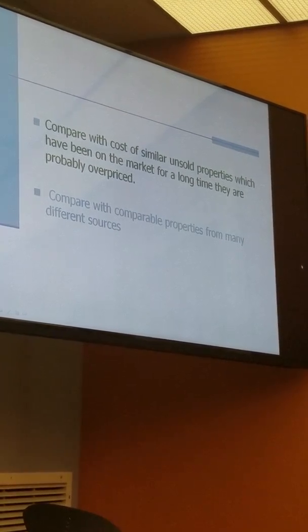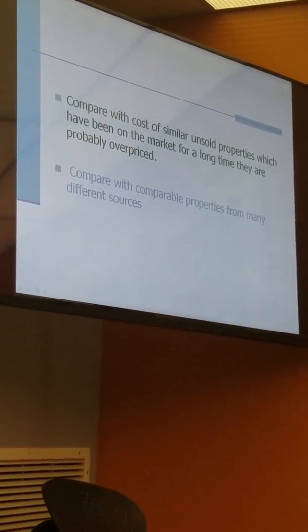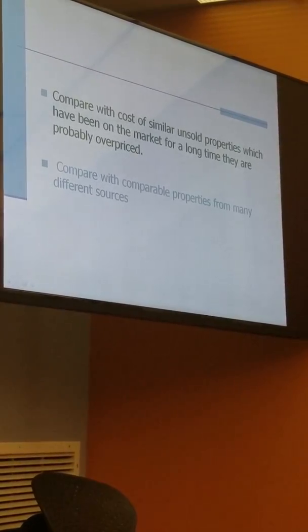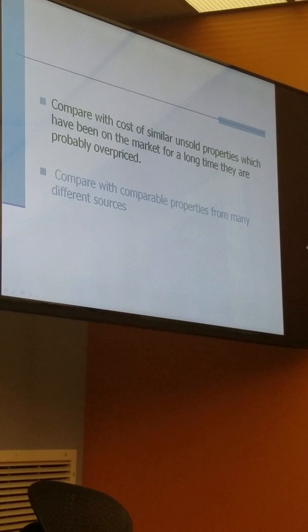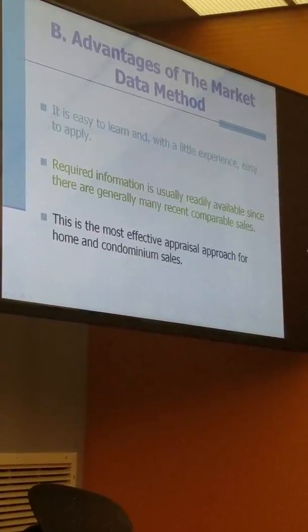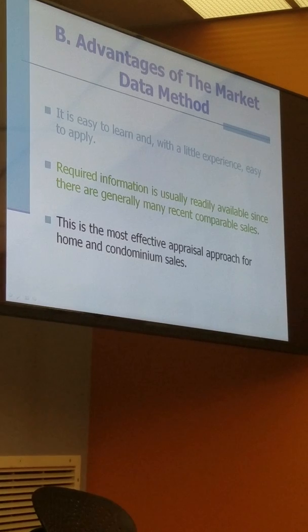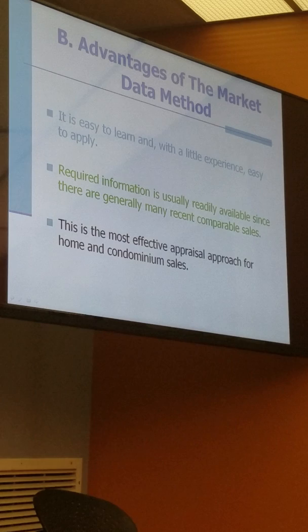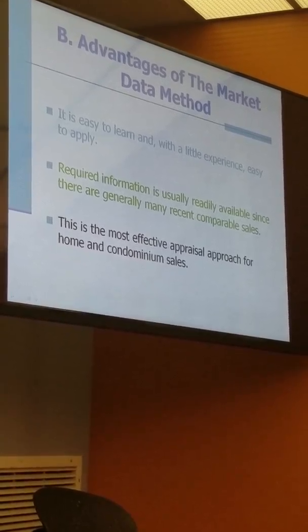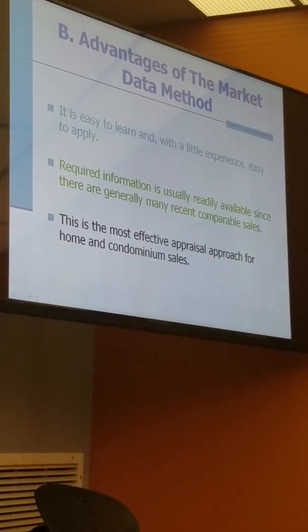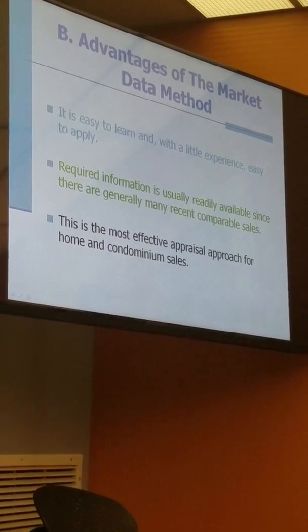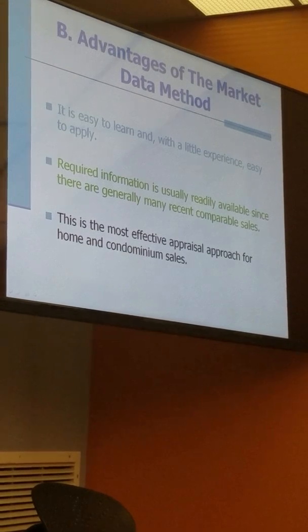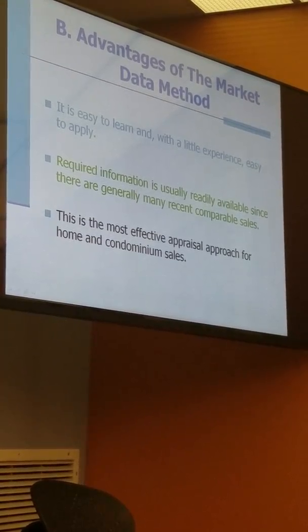So you compare with the cost of similar unsold properties which have been on the market for a long time. They're probably overpriced. Compare with comparable properties from many different sources. So these are some advantages of the market data method, or comps. It's easy to learn, and with little experience, easy to apply. Required information is usually readily available, since there are generally many recent comparable sales. Typically, the sale is within 90 days, if I'm not mistaken.